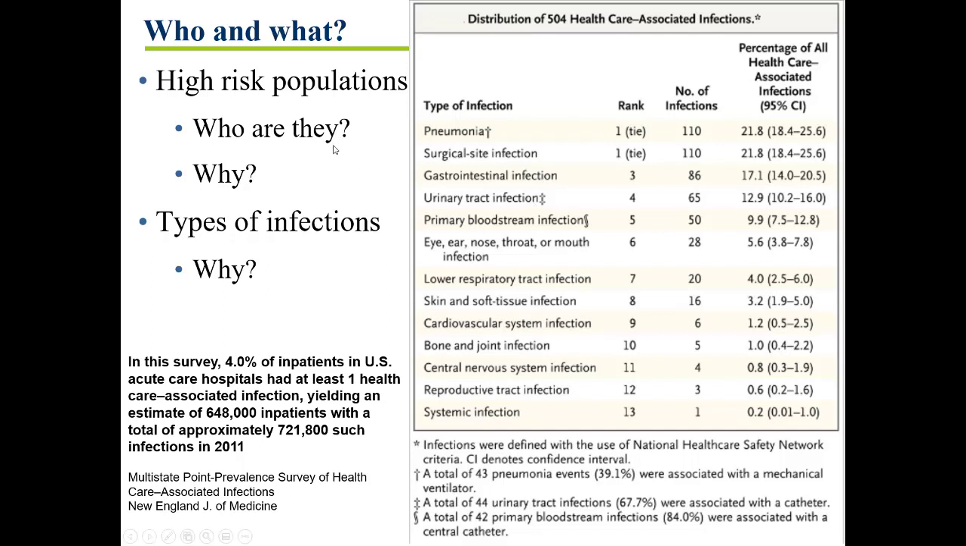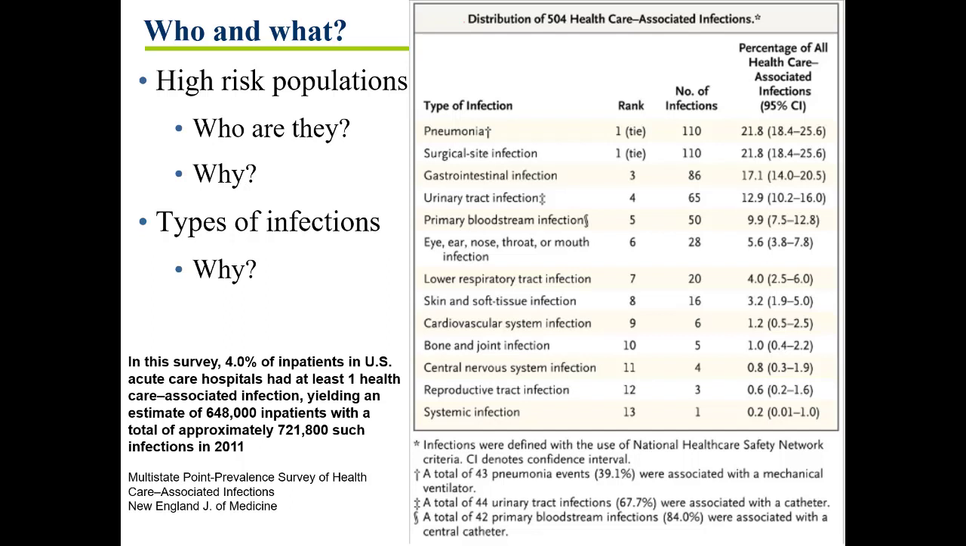Who are the high-risk populations? Many, for different reasons. Those who are immunosuppressed or immunodeficient have lagging immune responses. The elderly, because of decreased immune competency. People that are having surgery where their first line of defense, the skin, is breached.